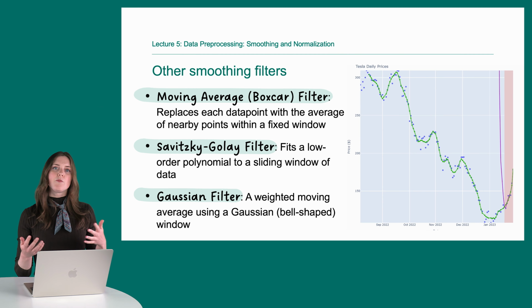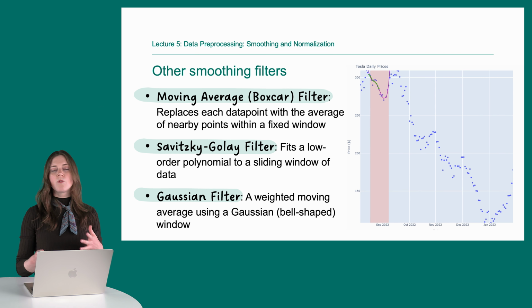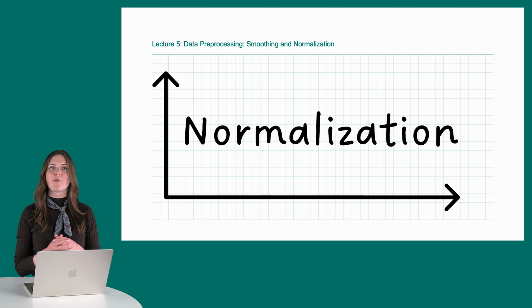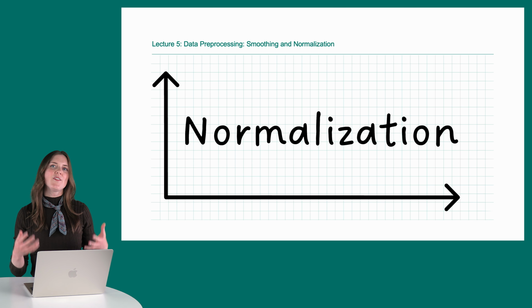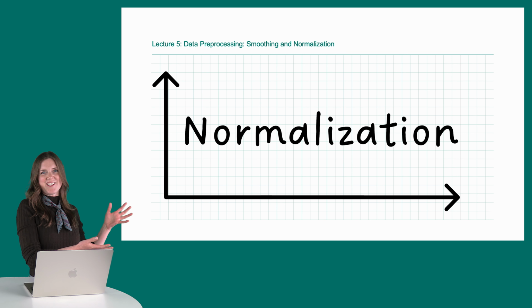So it's up to you to make your own decisions around smoothing your raw motion tracking data, but we hope that this information will help. Smoothing was step 1 of pre-processing our data. Now it's time to move on to normalization.